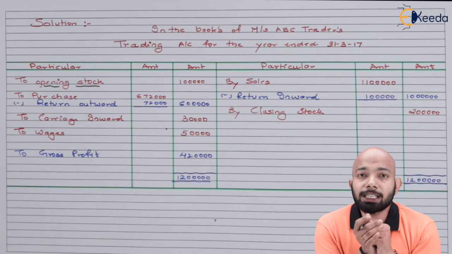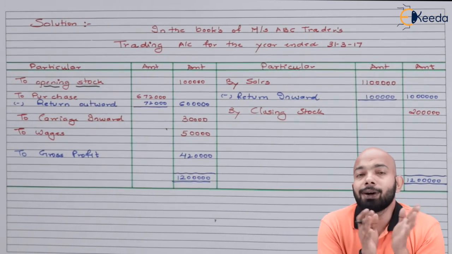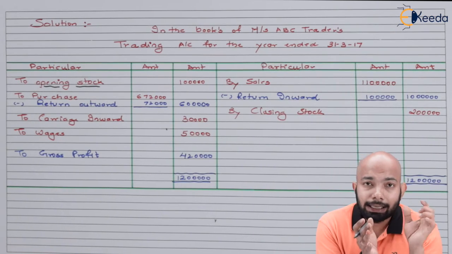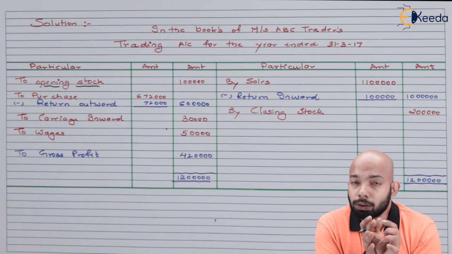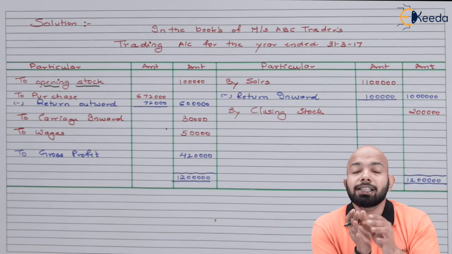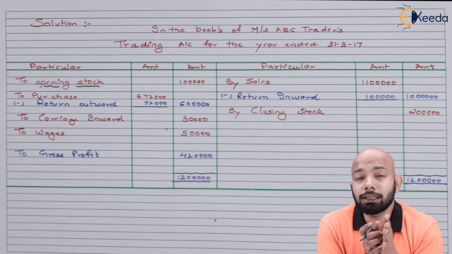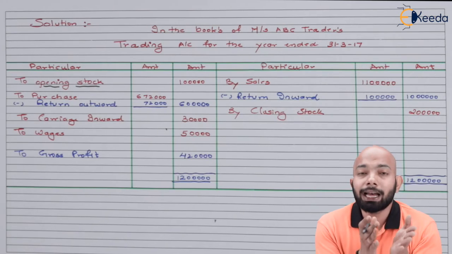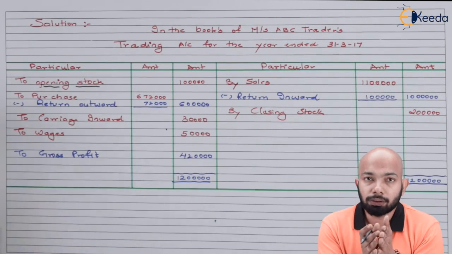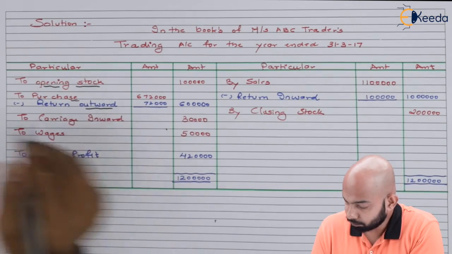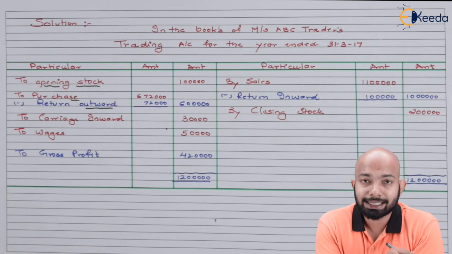Vice versa, return inwards happens only in sales. So purchases have been mentioned, of which the purchase return has been subtracted. 6,72,000 is the total purchase that we have mentioned. Out of that, 72,000 has been subtracted as return outwards, and the net balance of purchases has been moved out. So that gives you a total of 6 lakh rupees.